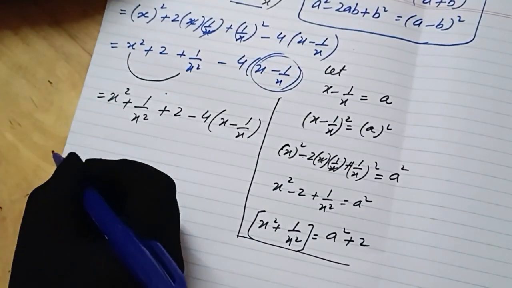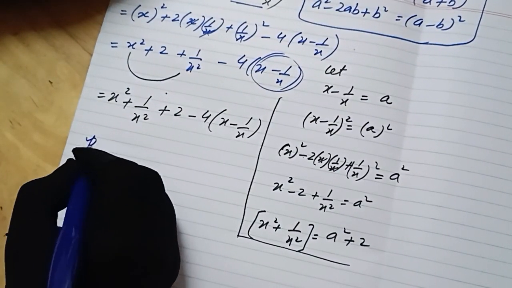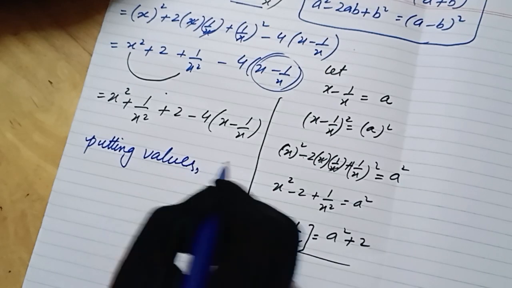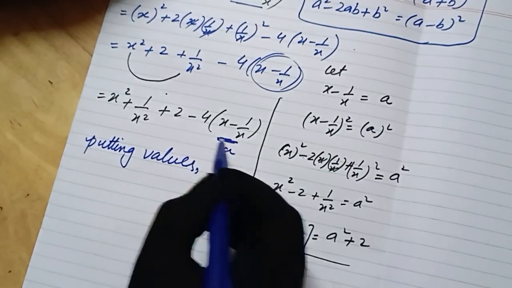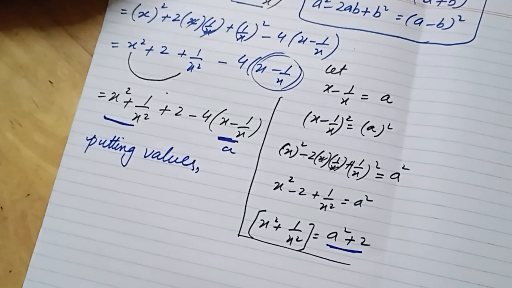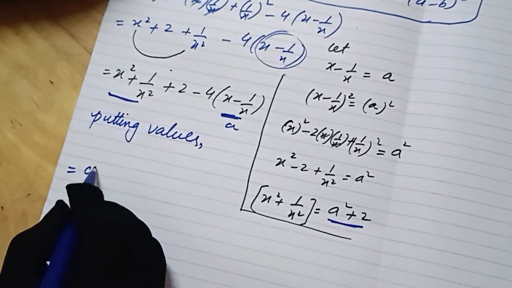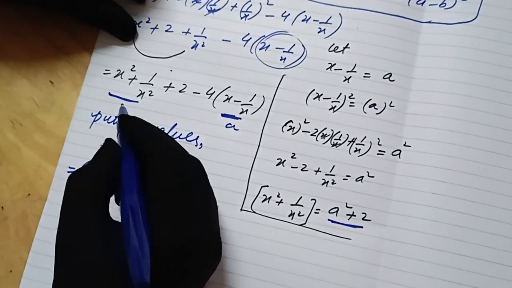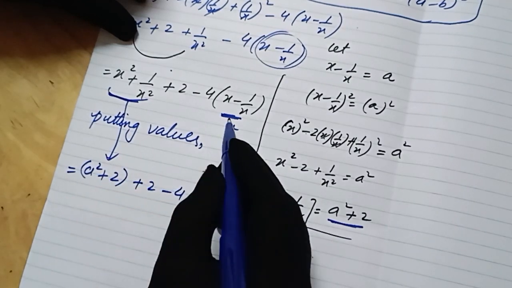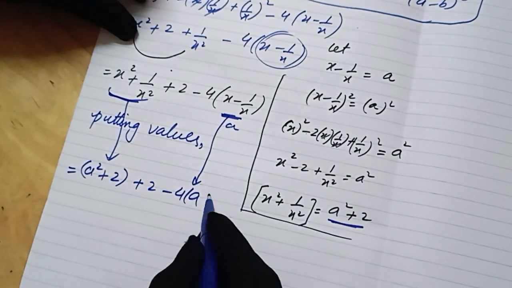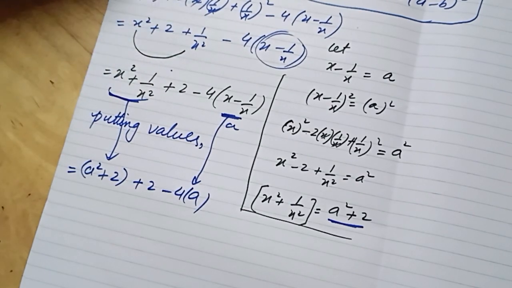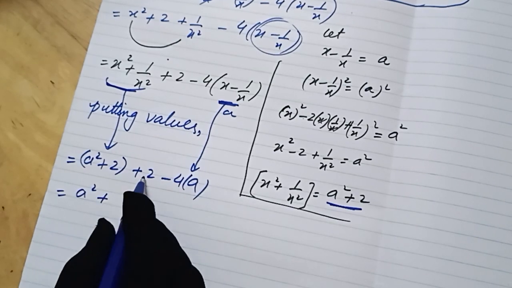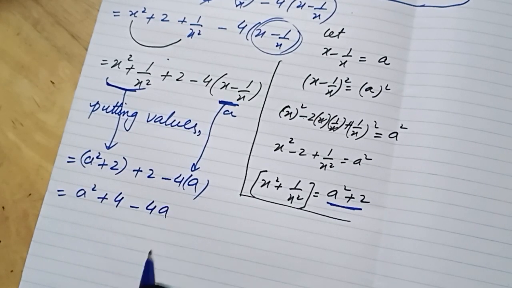And now I can replace the values, putting the values which we are supposing, like this is equal to a and this will be equal to this. So the equation will become a square plus 2 minus 4a. Be careful that I change this with this and this with a. It's better to put the brackets first and then remove the brackets. So a square plus 2, and plus 2 will become plus 4, minus 4a square.